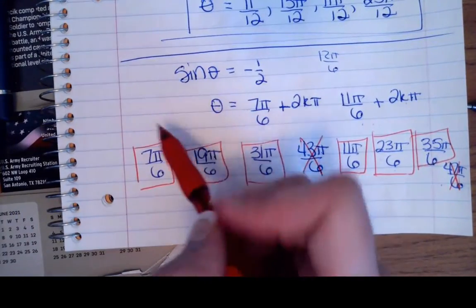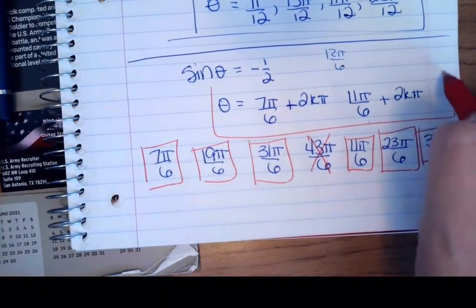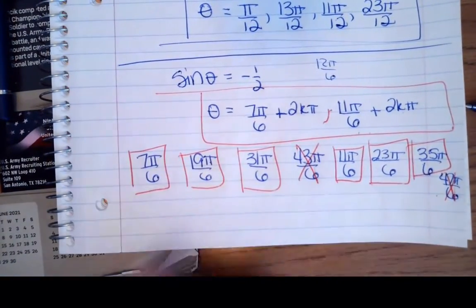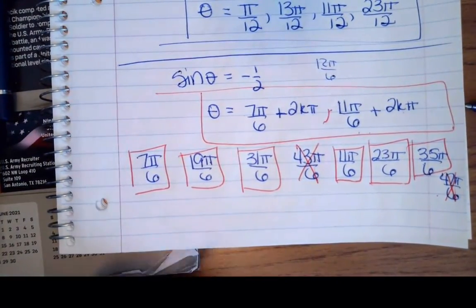There's an infinite number of answers, which is how we represented this. And then here are my first 6. Those are the first 6 smallest answers. Okay, so let's try it again.